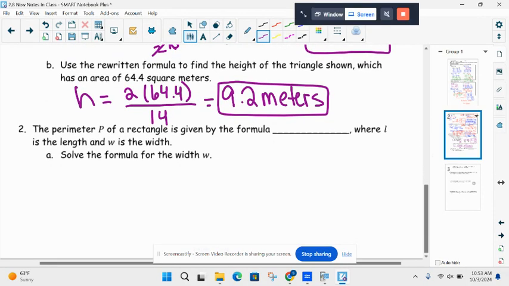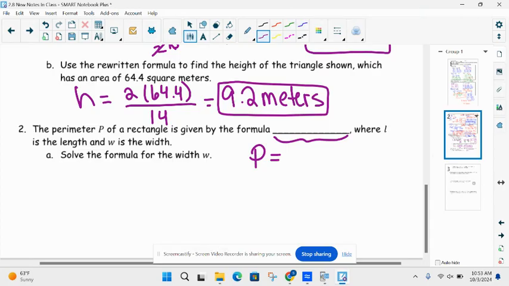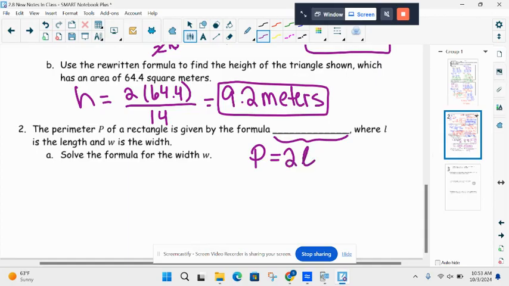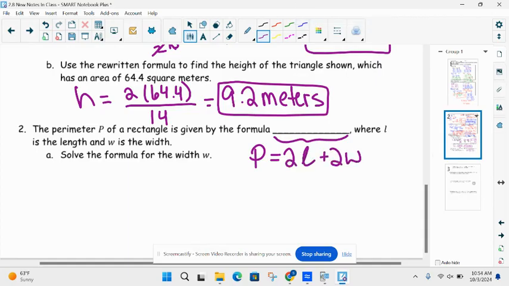All right. So number 2 says the perimeter P of a rectangle is given by the formula. Do you guys know the perimeter formula? P equals, how do you find the perimeter? L plus L plus W plus W, or 2L plus 2W. Right. We're going to do 2L plus 2W. Solve the formula for W. Let's get W by itself.